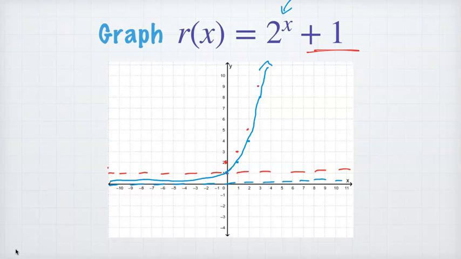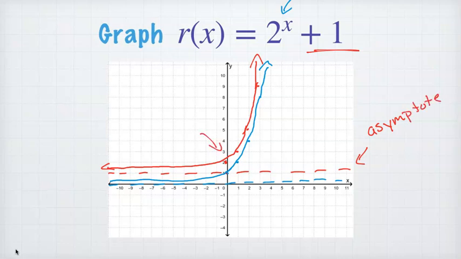So instead of hugging the line y equals 0, this is going to hug the line y equals 1. And then it's going to go up, and it's going to stay pretty close to this blue line, but everything will have moved up 1. So the easiest way to move an exponential function is to move this asymptote, and then you can also move the y-intercept. And that sort of gives you an idea of where to start.